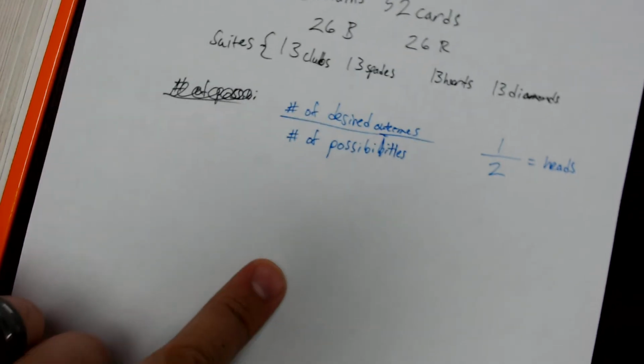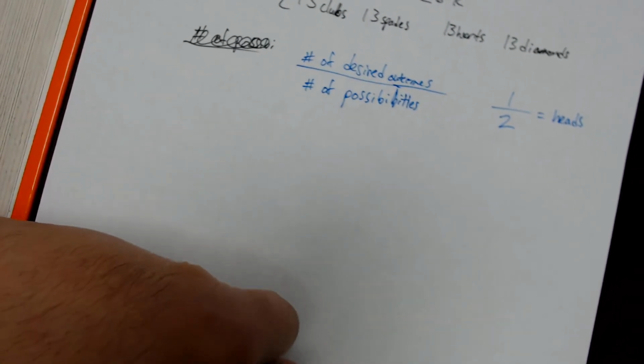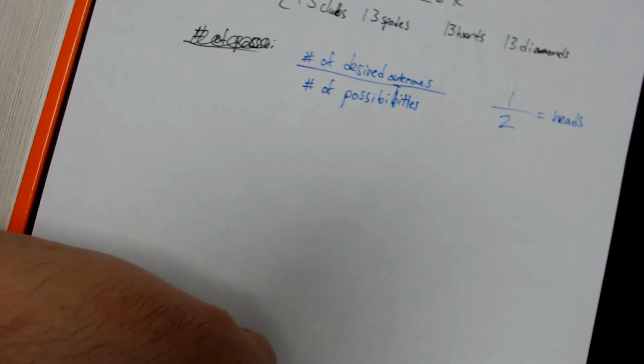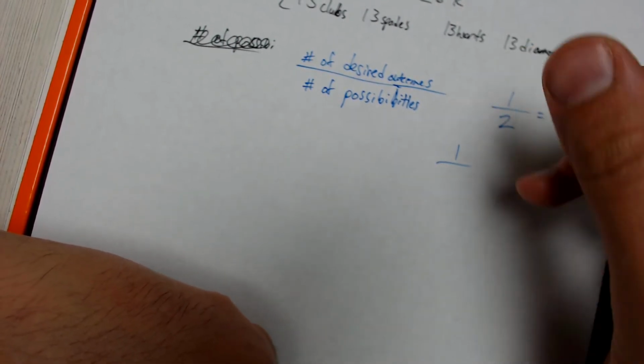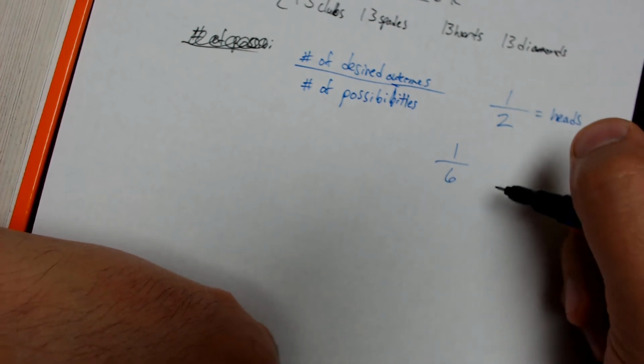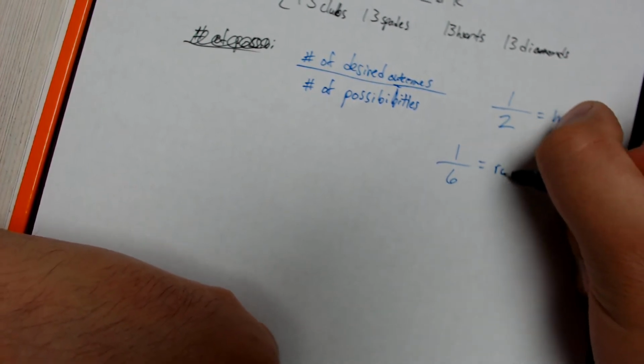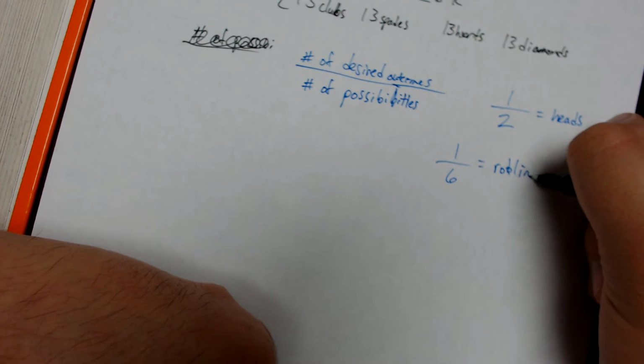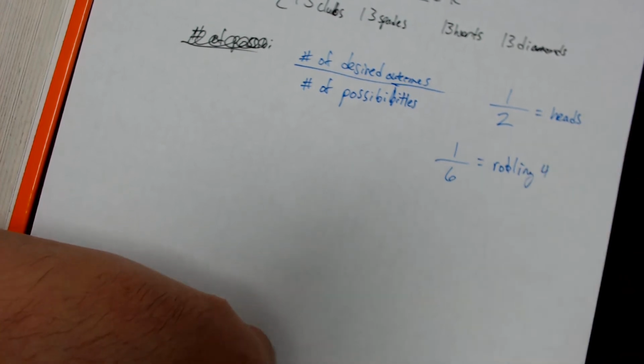So let's say I'm rolling one dice. And I want to get a 4. How many 4s are on one die? Well, there's one desired outcome. How many possibilities? There are 6 possibilities. So the possibility of rolling a 4 is 1 out of 6. I can't spell today.